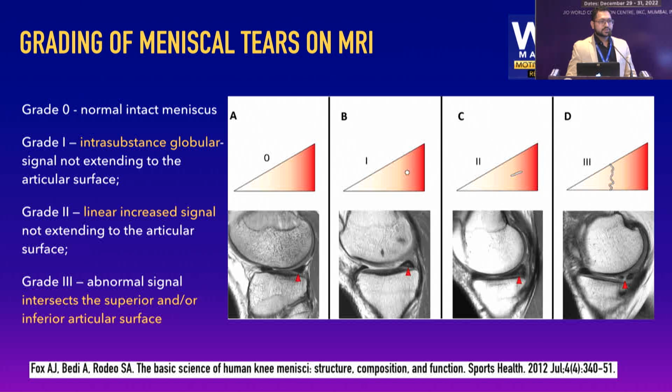You must have seen that on the MRI reporting there are various signals mentioned, that is grade 1, grade 2. So what exactly are these grade 1 and grade 2 signals? Grade 0 is where you will not be able to see any signal. In grade 1 there is an intrasubstance globular signal without extension into the articular surface. Then comes the linear increased signal, that is grade 2, without extension to the articular surface, and then grade 3 where the articular surface is involved.